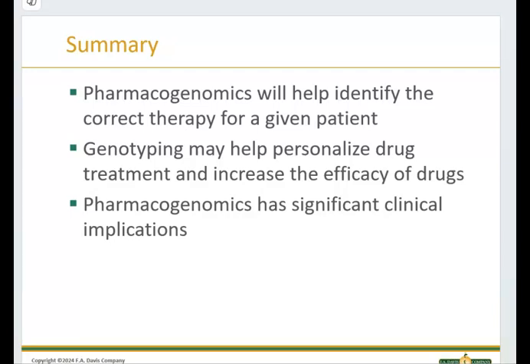So pharmacogenetics will help, genomics will help identify the correct therapy for patients. Genotyping may be helpful to personalize the drug treatment and increase efficacy, and pharmacogenomics has significant clinical implications. Remember that sending someone for pharmacogenomics will help you really understand if they're CYP producers or users, etc. So you'll test for a plethora of drugs and you pretty much get back a report that says they can metabolize this drug, or they would be poor metabolizers potentially of this drug.